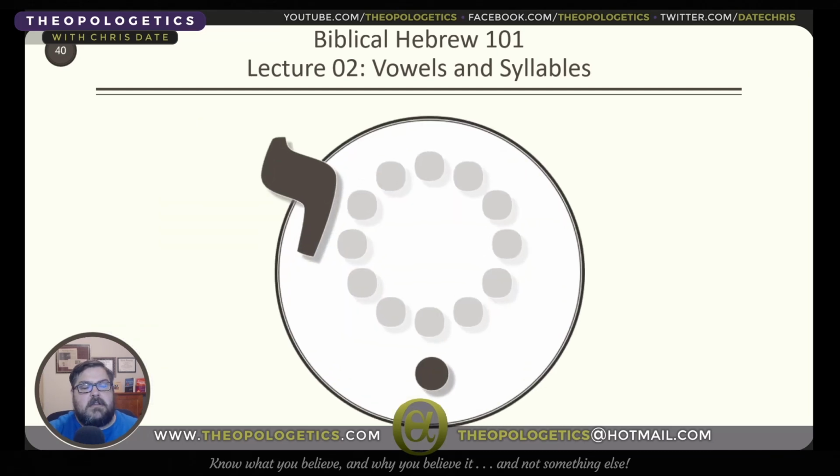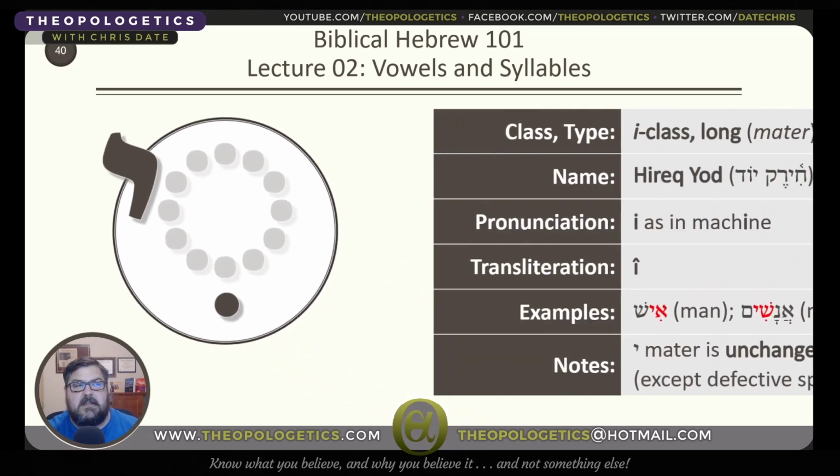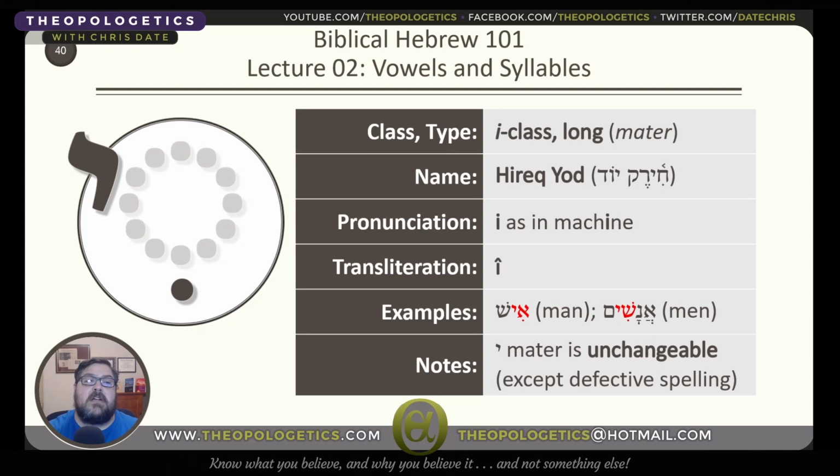All right. Next I-class vowel is a mater lectionis, or vowel letter, known as hirek yod. This is pronounced like the I in machine, so if you are used to pronouncing the hirek like the I in bitter or pit or tip, this one you need to change to an E sound like the I in machine. And this is transliterated using the letter I with an upward pointed caret over it, and examples of words that have this mater lectionis in it include ish, meaning man or husband, and anashim, meaning men. And again, any yod mater is unchangeable except in defective spelling, like we talked about earlier.